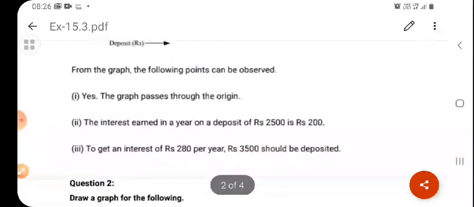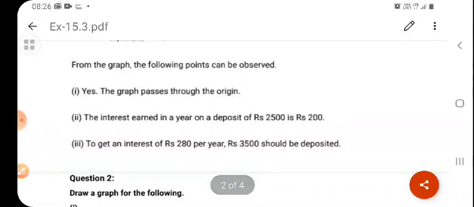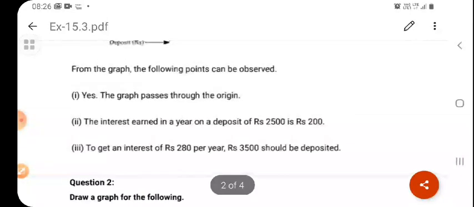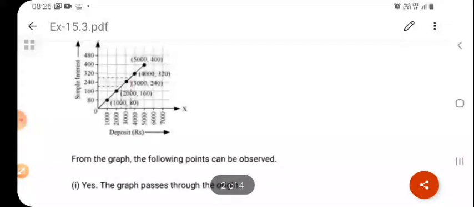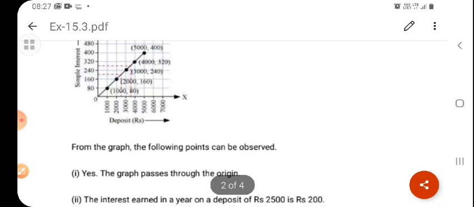To get an interest of rupees 280 per year, rupees 3500 should be deposited. So how can we get the interest of 280 rupees? By depositing 3500 rupees. So 3500 lies between 3000 and 4000 on the x-axis, and on the y-axis it lies between 240 and 320, that is 280. So 280 on the y-axis.